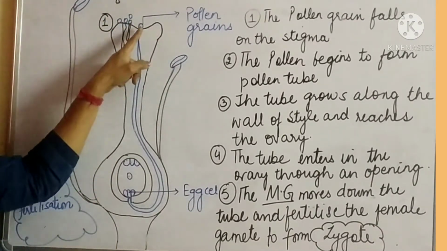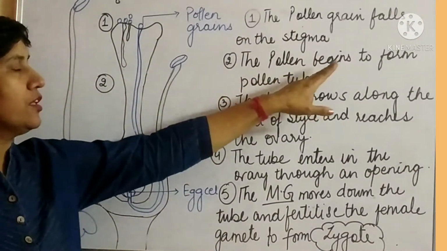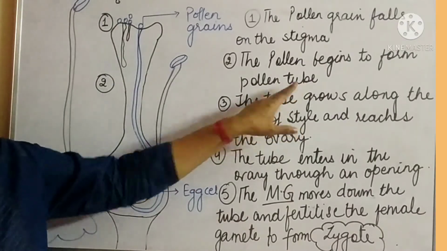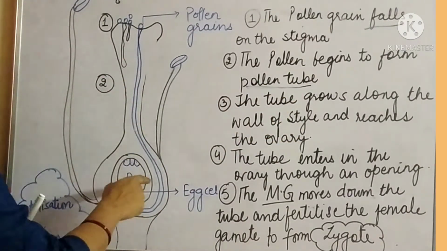And among all, this one has formed the pollen tube. Okay, so the pollen begins to form the pollen tube. Next one. So the pollen tube grows along the wall of the style.